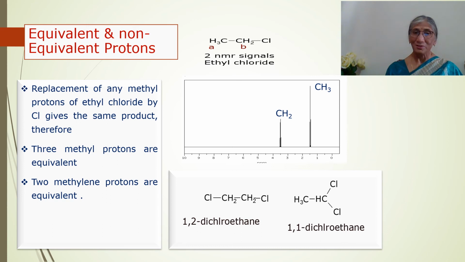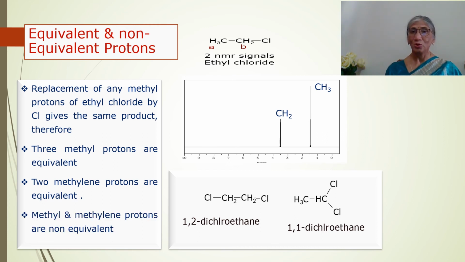The two products obtained by the substitution are 1,2-dichloroethane and 1,1-dichloroethane. Their names are different. It means two different types of compounds are obtained. Therefore, methyl protons and methylene protons are non-equivalent protons, whereas all the three methyl protons are equivalent. The two methylene protons are equivalent, but methyl protons and methylene protons are non-equivalent, and they will show the absorption at a different magnetic field. Therefore, in the NMR spectrum of ethyl chloride, we get two signals.